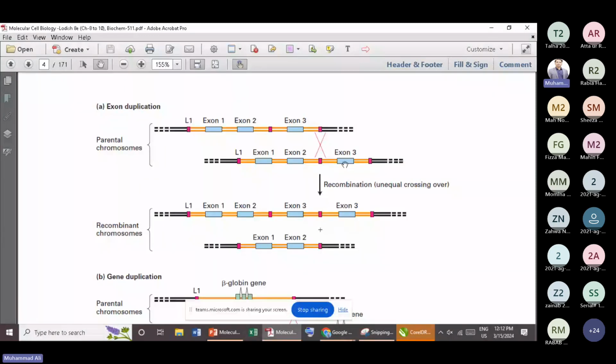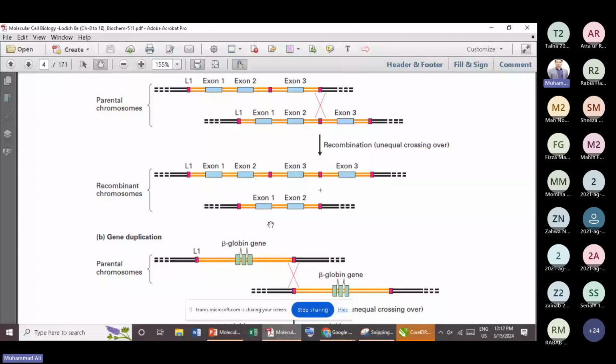And this process by homologous recombination is called the recombination. And this is called the unequal crossing over, because one is getting the exon, another is losing the exon. This is called the unequal crossing over.